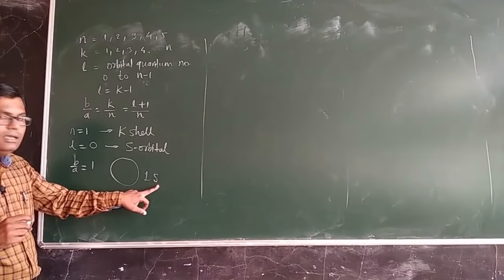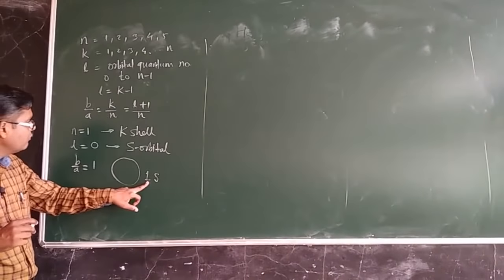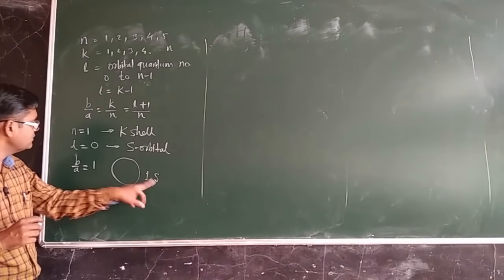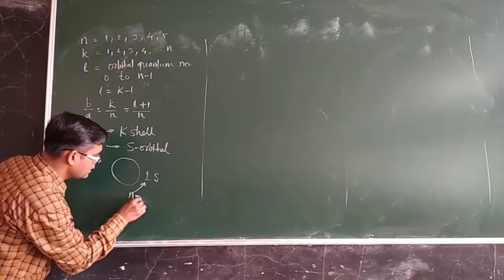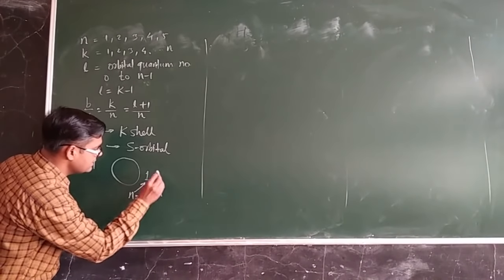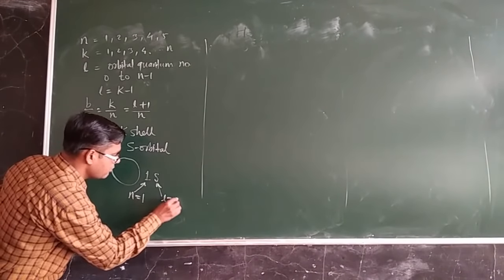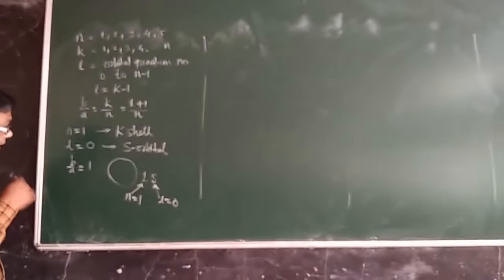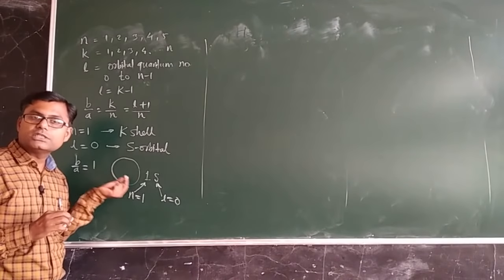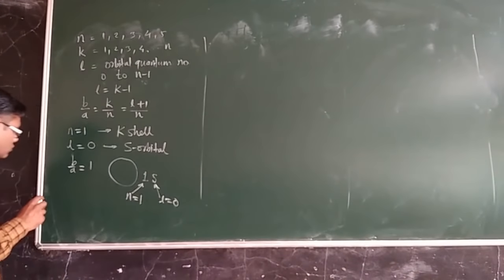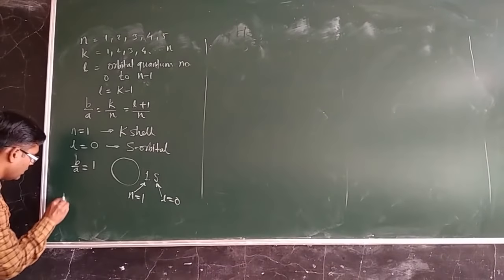This is represented by 1s orbital. 1 stands for principal quantum number and s stands for L equal to 0. So the meaning of this 1 is n equal to 1 and the meaning of this s is L equal to 0. Again we can find out how many electrons are there in the first orbit or first orbital. In order to find that, we have the formula.